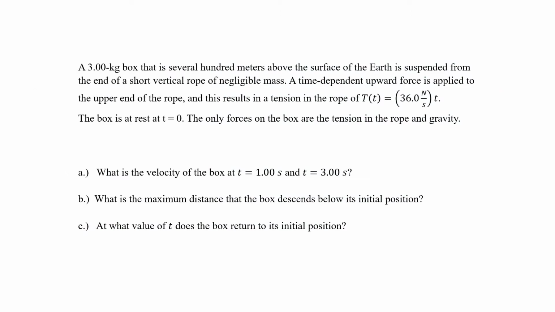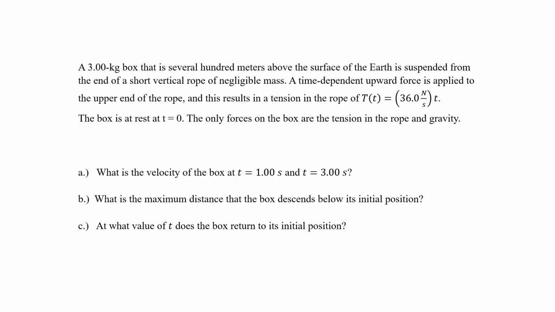In any case, moving on to our problem, we have a 3-kilogram box that is several hundred meters above the surface of the Earth, and it's suspended from the end of a short vertical rope of negligible mass. There's a time-dependent upward force being applied to the upper end of the rope, and this results in a tension given by this expression here. We're told that the box is at rest at the initial time, t equals 0, and there's only two forces acting on the box, the tension in the rope and the weight due to gravity.